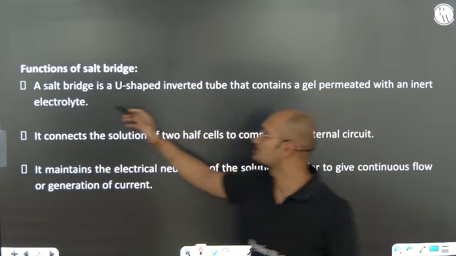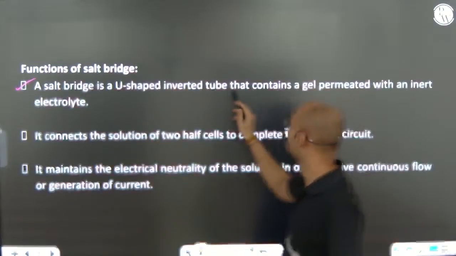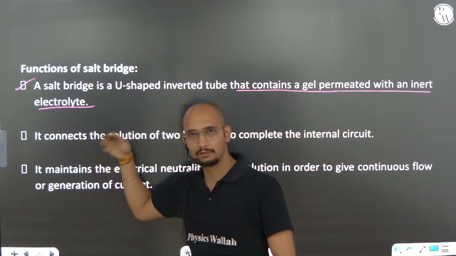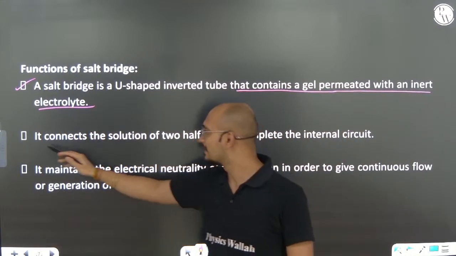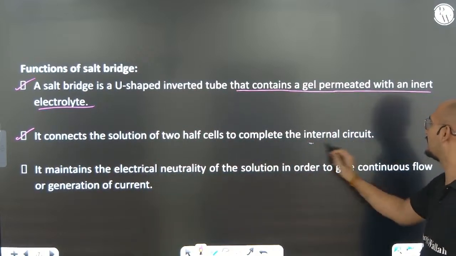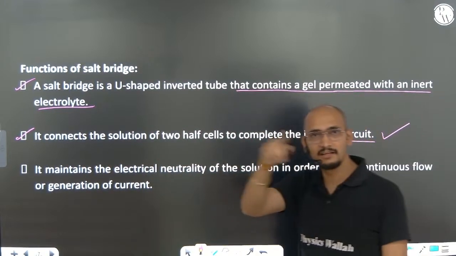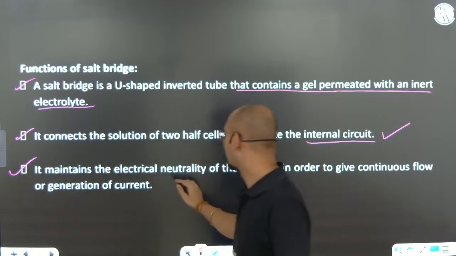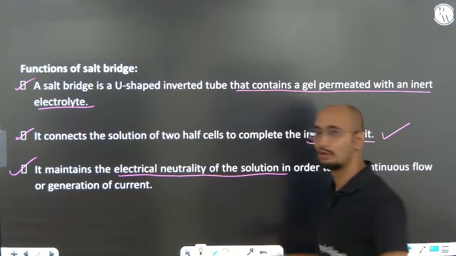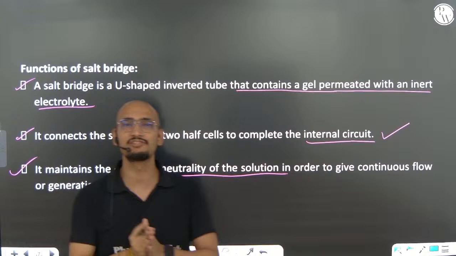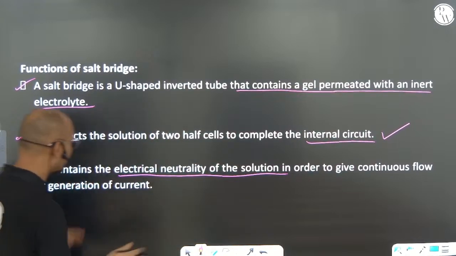Function of the salt bridge. A salt bridge is a U-shaped inverted tube that contains a gel permeated with the inert electrolyte. Inert electrolyte we have already studied. Next, it connects the solutions of the two half cells to complete the internal circuit, because externally it is already connected through the wire. It maintains the electrical neutrality of the solution. Very important. Also, it decreases the liquid-liquid junction potential, though that is not the point and neither do we have to study it here.